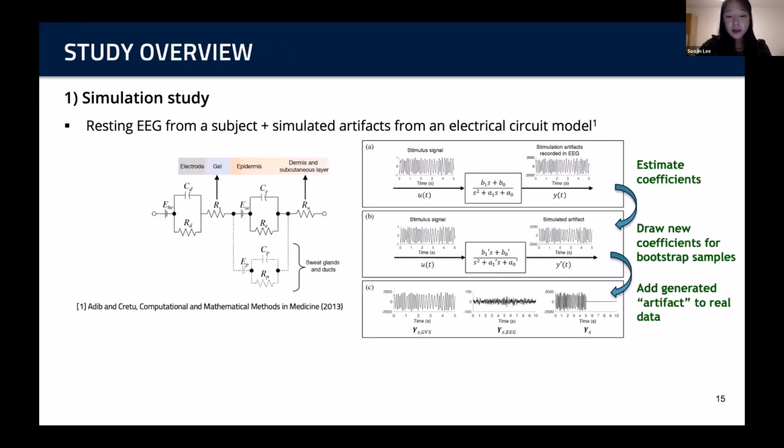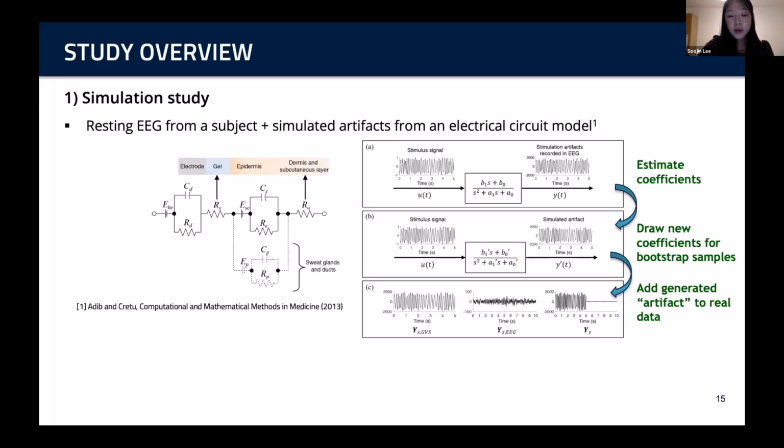And we evaluated the denoising methods in 2 different ways. The first way was to conduct a simulation study where we created simulation data sets using the EEG recorded from the 13 subjects. The figure on the right shows how we generated the simulation data set. In the first panel A, we have the stimulus signal as the input and the actual stimulation artifacts recorded in the EEG as output. As I mentioned previously, these 2 signals are not identical. They are slightly different in phase, amplitude, and shape. So the transformation from the input to the output can be modeled using a second order transfer function according to the study that I cited on the left.